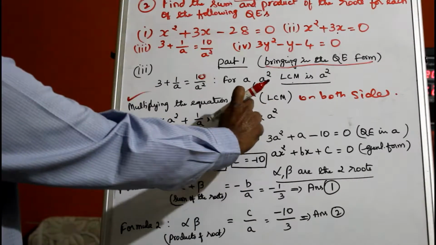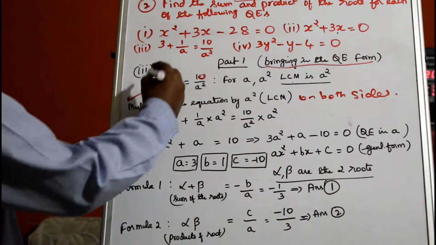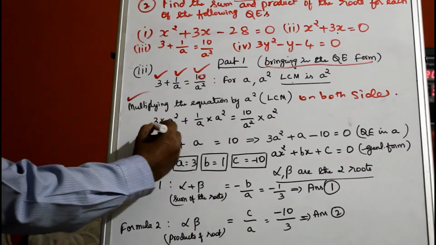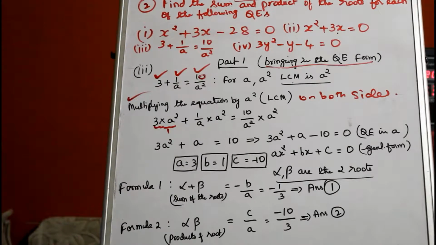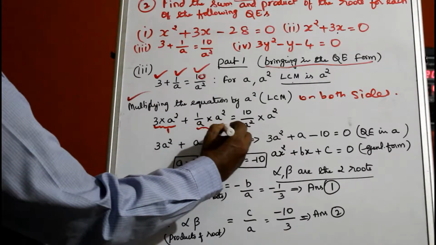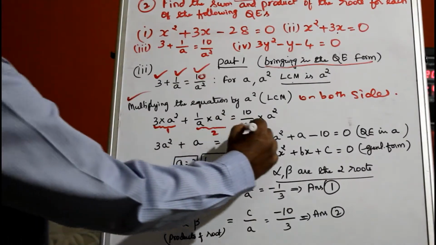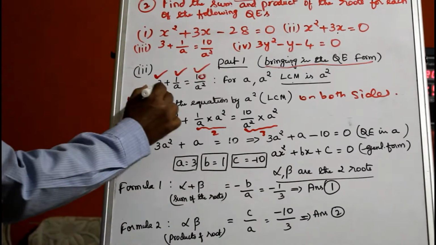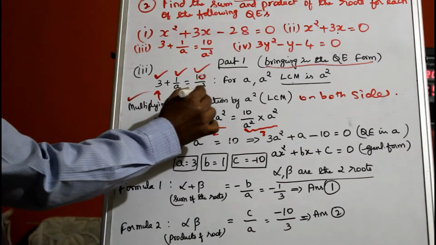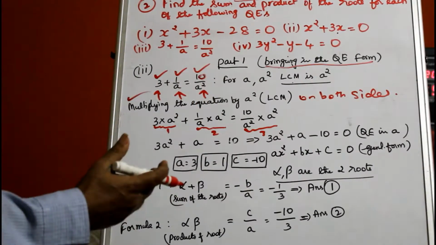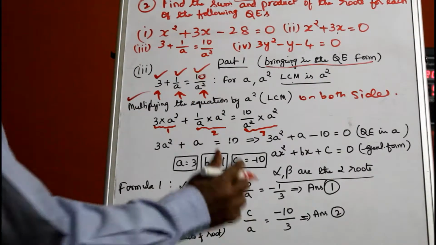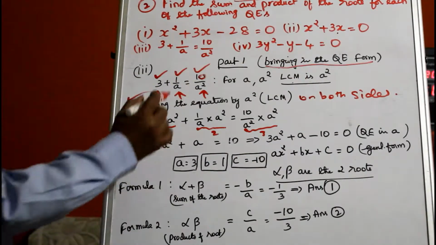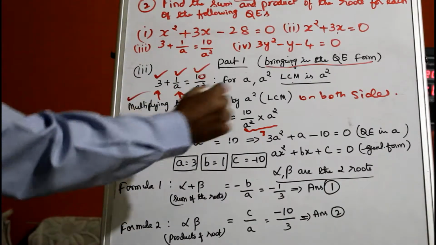But when you multiply the equation by a square, the LCM, you must multiply number 1, number 2, number 3. Each number: see, 3 into a square is number 1. Next, put the plus 1 by a into a square, number 2. And the last one is 10 by a square into a square, number 3. Both sides you must multiply. All the 3 numbers should be multiplied by the LCM. Then the equation is balanced. The equation won't change. Otherwise, you can take an LCM and cross multiply. That also you can do, but it will take some more steps. Since the alphabets are in the denominator, this method is much better.